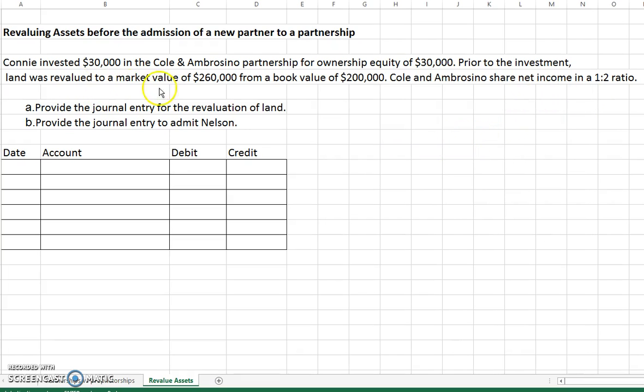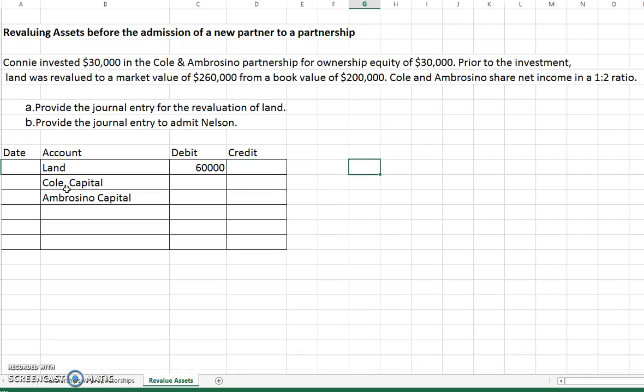So the market value has gone up $60,000 because there's a difference between 260 and 200 of $60,000. So we need to revalue the land. We need to make that land value be the new value by adding $60,000 to it. And we need to give the credit for that increase to the existing partners, which is Cole Capital and Ambrosino Capital. Increase to capital accounts has to happen with the credit because it has a normal credit balance.